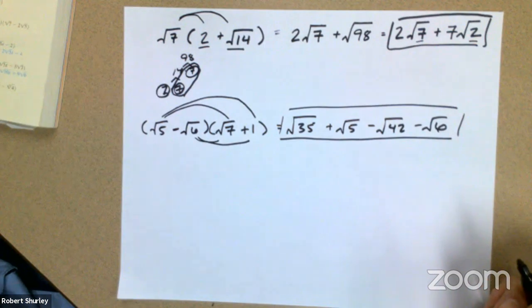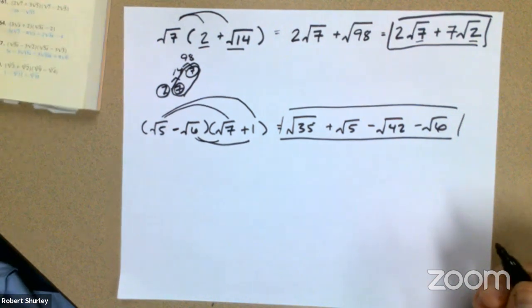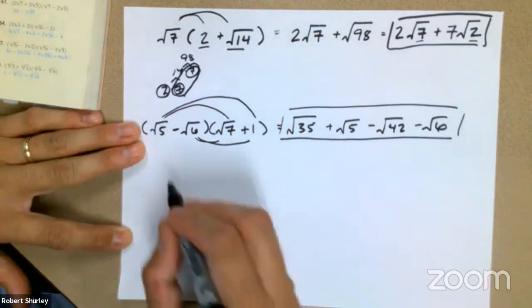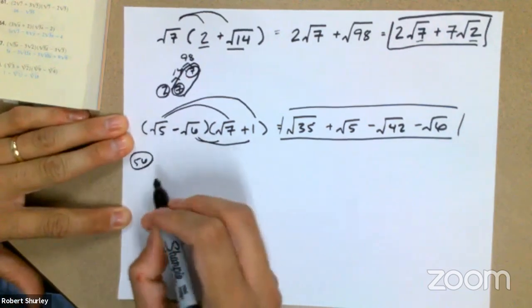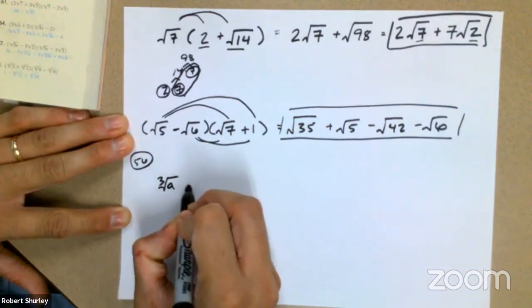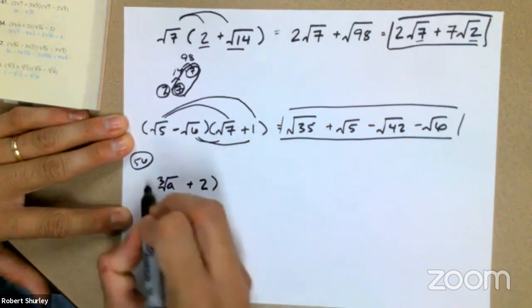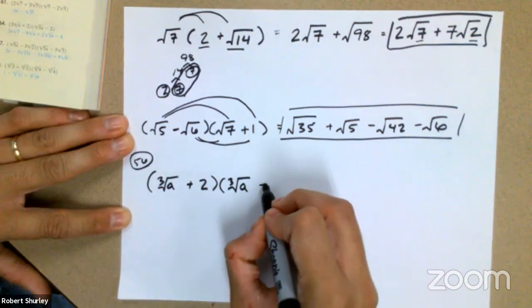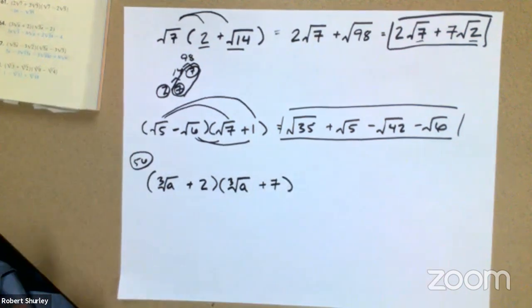I'm going to dig into some homework questions now. Okay, this is, I want you to try this one. This is 56 in the homework. The cube root of a plus 2, that's in the first parentheses, and the cube root of a plus 7. Try that. Cube root. It's hard to say.